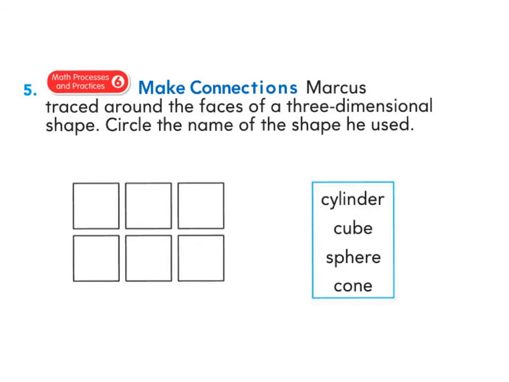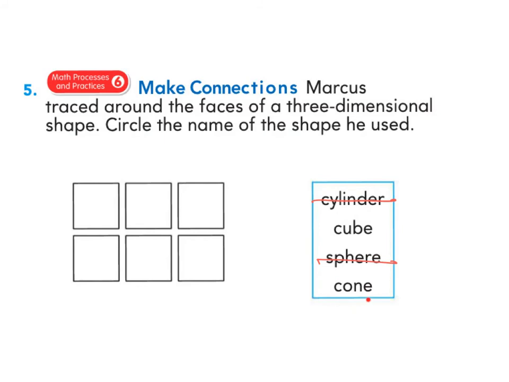So let's first look at this first word, cylinder. I know that a cylinder has 2 faces that are circles. So I know right away cylinder is not going to be the answer. Let's jump down to sphere. A sphere is basically a ball. So it cannot be a sphere because there's 6 squares. There's no squares on a sphere.